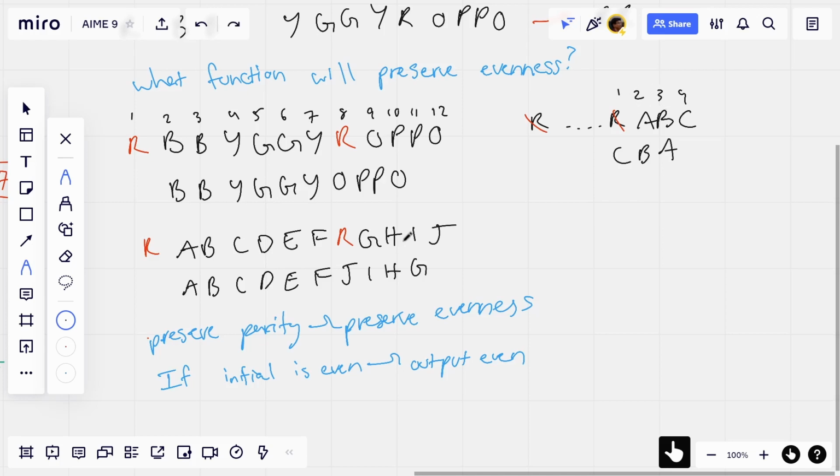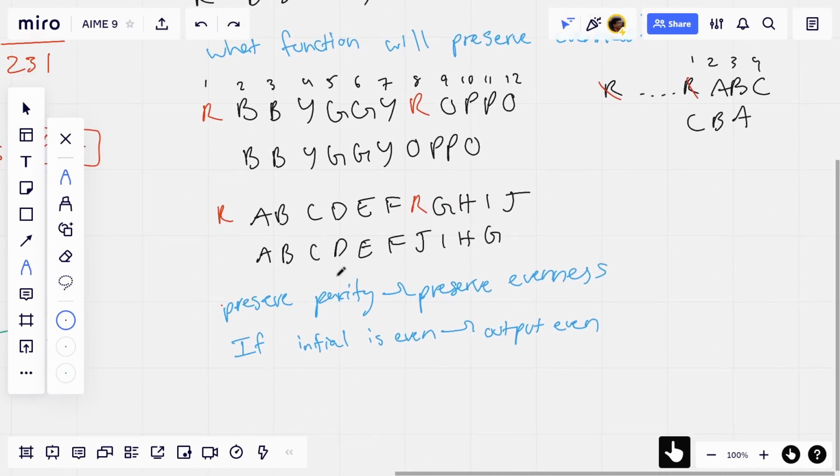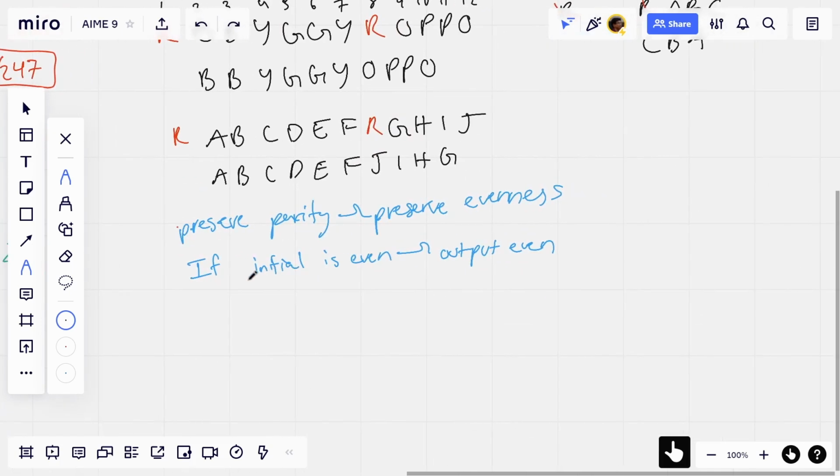But if my initial function is even, meaning the R's are an even number of blocks away, then my second half will also be an even number, and parity will be preserved. So against all odds, if the initial is even, the output sequence will also be even, and by the contrapositive, if the output is not even, then the input is not even.